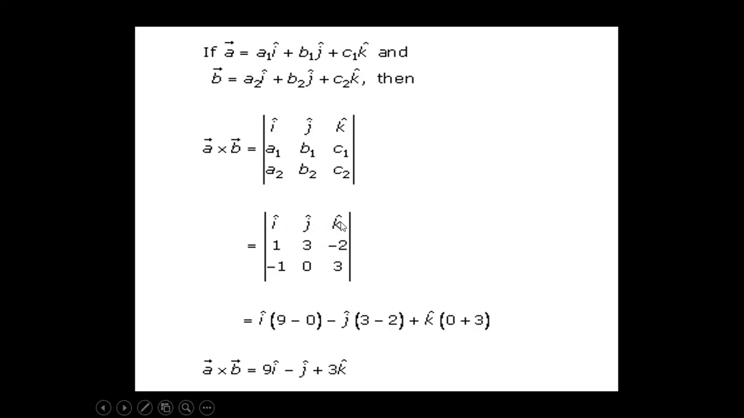Then, if I take A1 equal to 1, B1 equal to 3, C1 equal to minus 2, A2 equal to minus 1, B2 equal to 0, C2 equal to 3. These are the given numbers. Assume that A1, B1, C1, A2, B2, C2 are given values. Assume these values 1, 3, minus 2, minus 1, 0, 3 are given. So you have to write this.